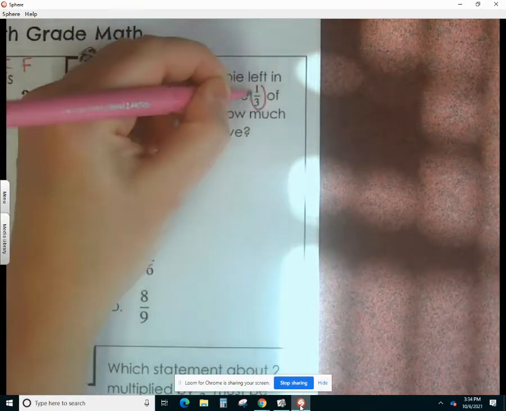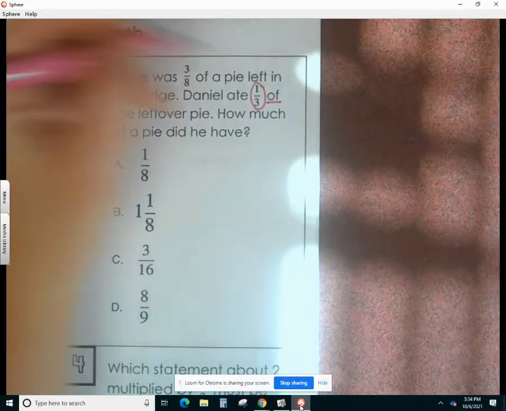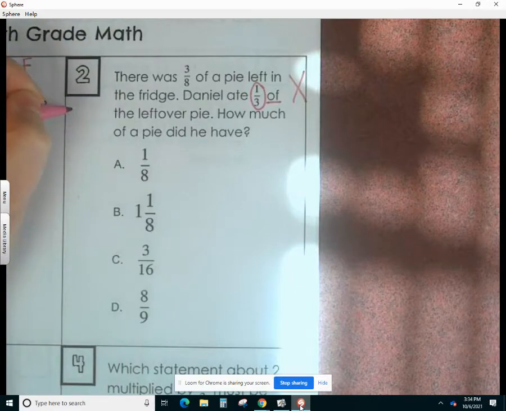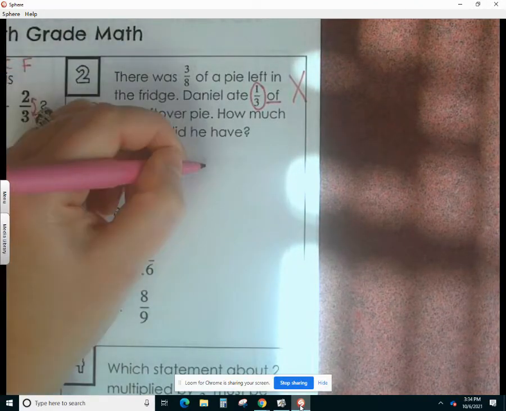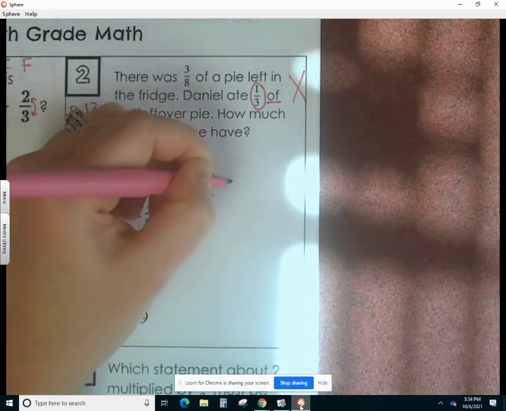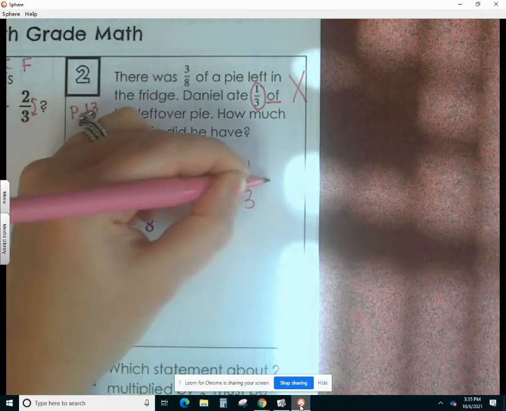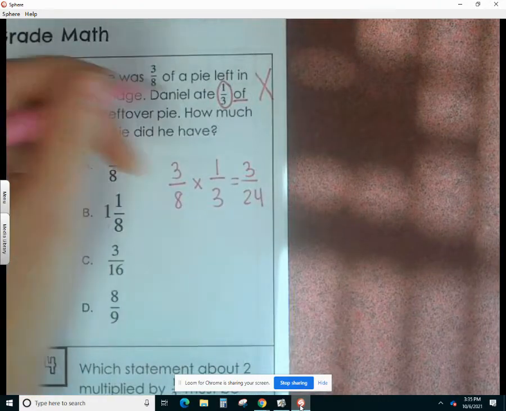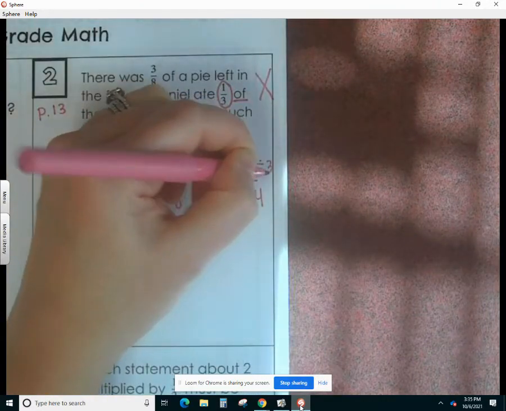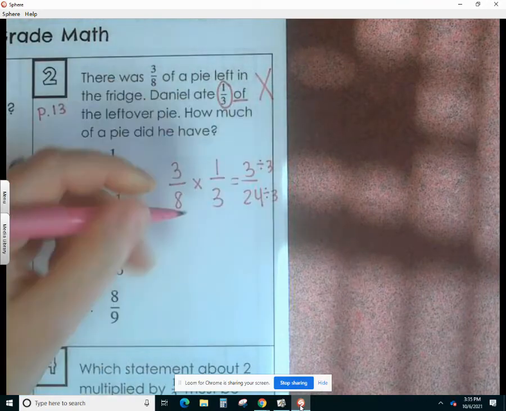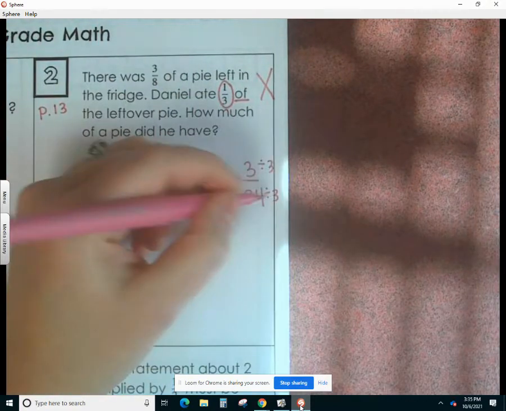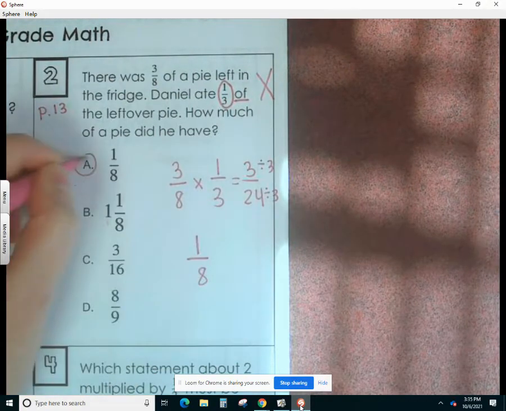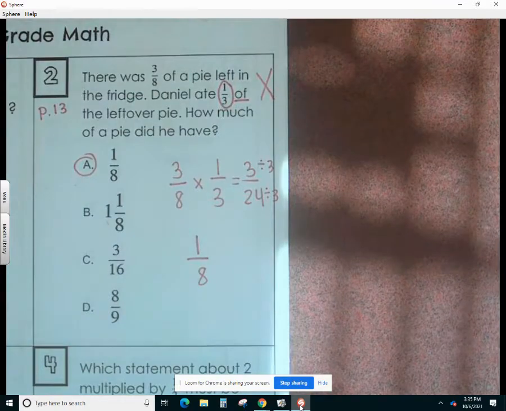Whenever you see a fraction and then the word of, that tells you need to multiply. And so multiplying fractions is on page 13. So 3/8 times 1/3 is 3/24. But we have to simplify. Both of those are divisible by 3. 3 goes into 3 one time, and 3 goes into 24 8 times. So he ate 1/8 of the pie.